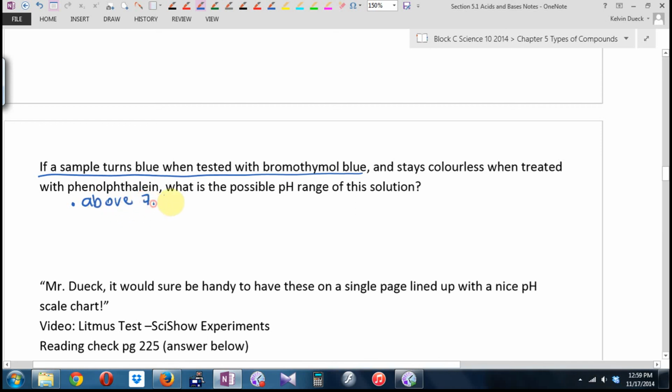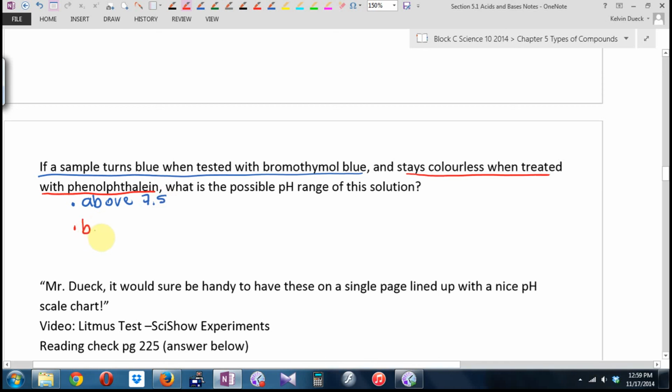Okay, so I'm going to say above 7.5, check. And it stays colorless when treated with phenolphthalein. Okay, so if it's colorless, what can you tell me for phenolphthalein, which is a word I have a tough time saying without spitting. So find phenolphthalein on your chart. If it's colorless, what can we be between? 8.3. Above or below? Below about what? 8.2.